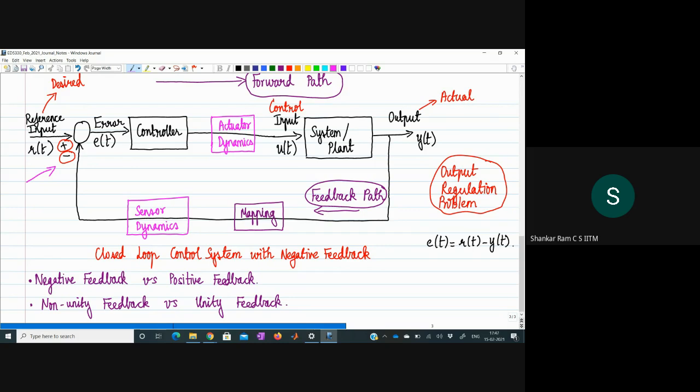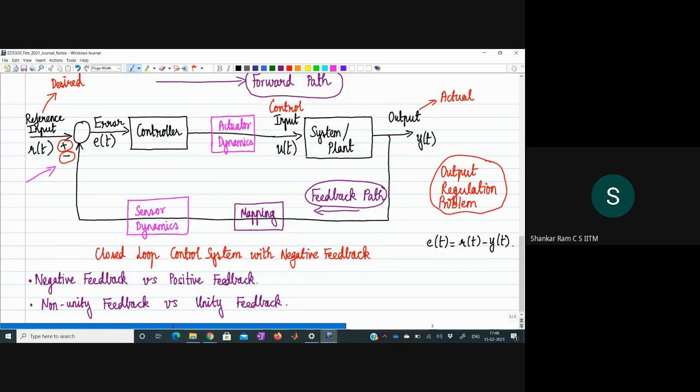Now we ask a similar question. If my system responds in the order of 100 milliseconds, will the time scale of the actuation be in the same order as that of the system, or would it be faster? If I have an actuator which responds much faster than the system's response time, then I can neglect actuator dynamics. On the other hand, if my actuator also responds in the same time scale as my system, I need to consider actuator dynamics.